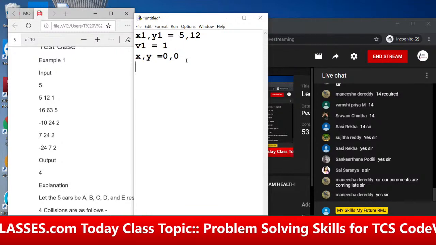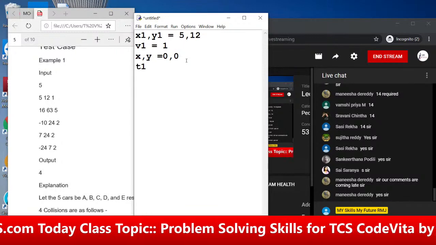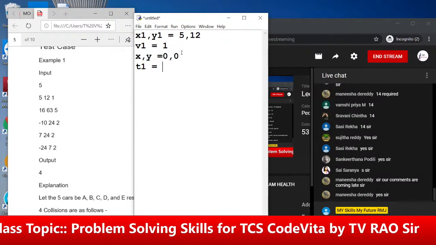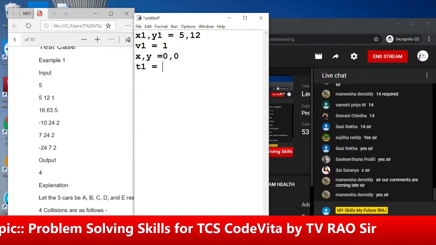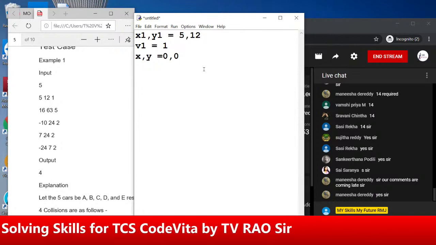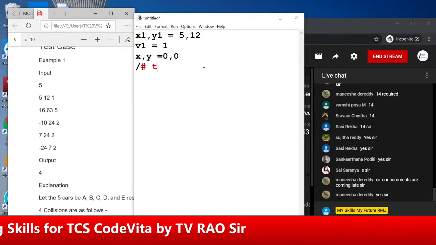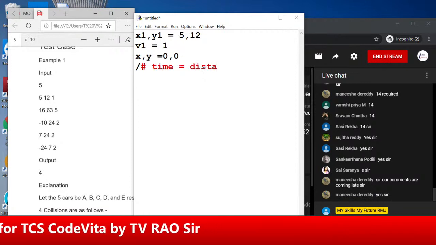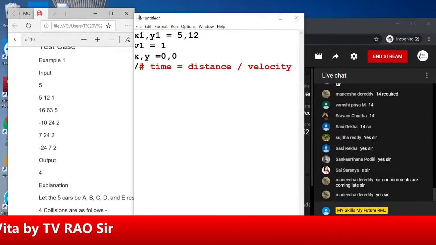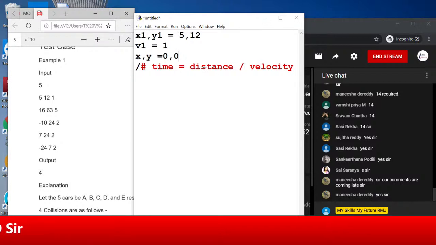Now you tell me how much time it takes for car 1 to reach the origin. What is time? Time is distance by velocity. Okay. Now, what is distance?